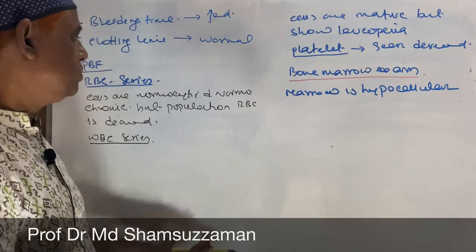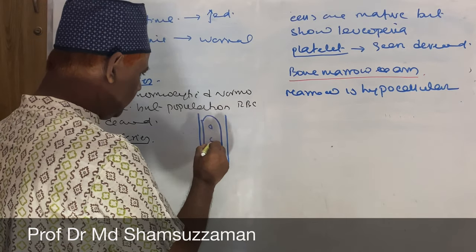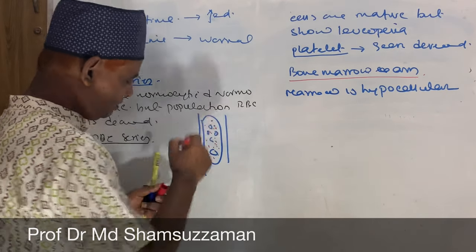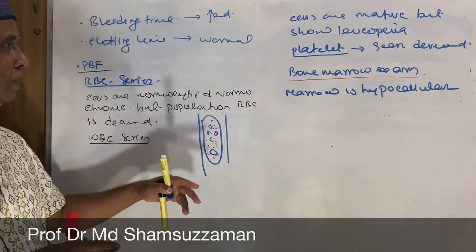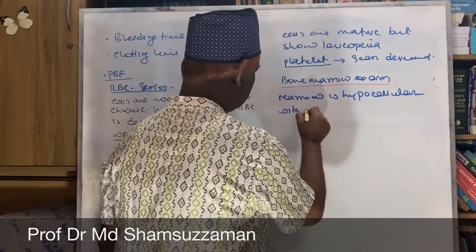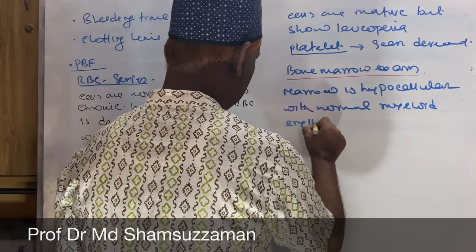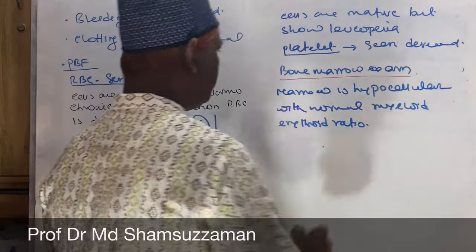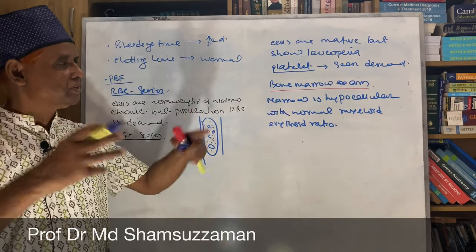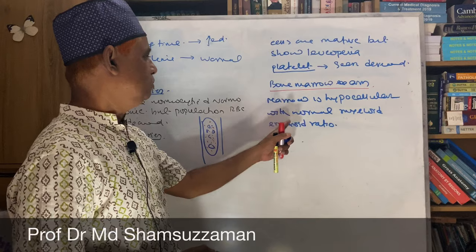So if you consider the bone marrow like this, the medullary cavity, this is the fat, this is the fat, this is the fat, and the red one is the marrow element. As the marrow element is decreased in hypoplastic anemia or aplastic anemia, there will be a hypocellular marrow with normal myeloid erythroid ratio. Why is the erythroid and myeloid ratio normal? Because, as I have told you, as there is a decreased amount of hematopoietic element, all the series, RBC, WBC, and platelet, are reduced. So there is a normal myeloid erythroid ratio.